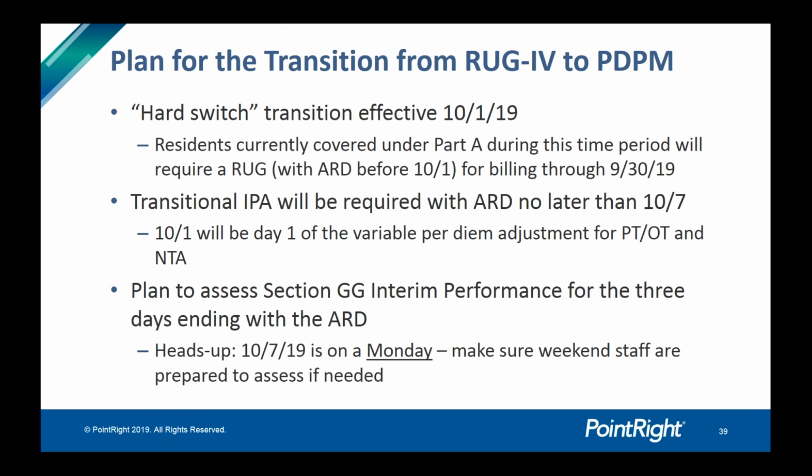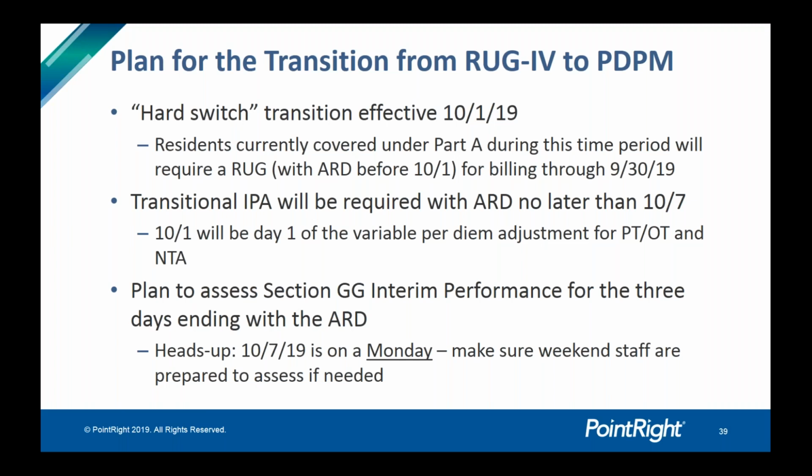Then after October 1st, a transitional IPA assessment is going to be required. There's that IPA, we're going to get used to it really quick. The ARD can be no later than October 7th, 2019. Regardless of when you set that ARD, 10/1 is day 1 of the variable per diem adjustment for PT/OT and non-therapy ancillaries. So that PDPM payment is going to start on 10/1, but you have to have the IPA set no later than 10/7.